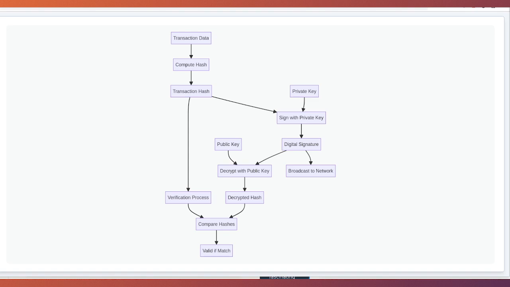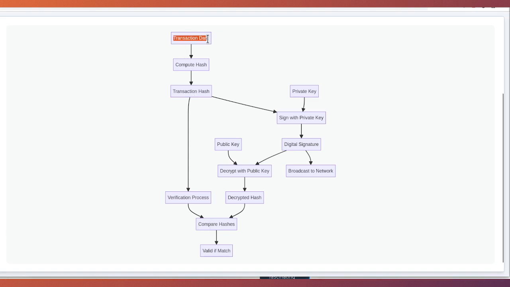This mathematical proof of authenticity is more reliable than any physical signature because it's based on cryptographic certainty rather than human judgment. No one can forge your digital signature without your private key, and any attempt to modify the signed transaction will be immediately detected.